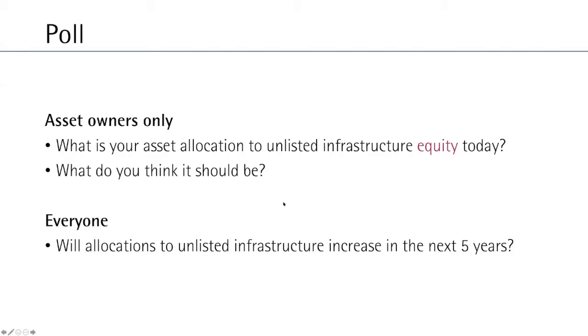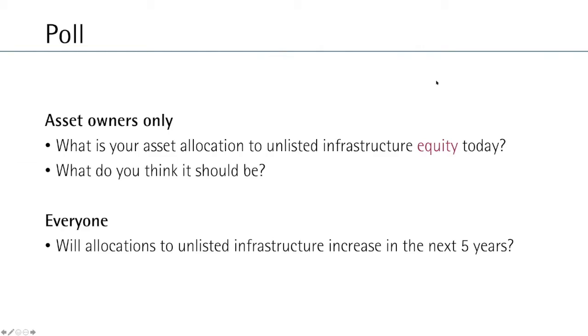Okay. So it's time for our customary poll, which we always do. So let me launch this poll. It's suitably an asset allocation poll. So we are going to ask you, in fact, there are two types of questions. For those of you who are asset owners, I hope you can see this now. Please answer the question, what is your asset allocation to unlisted infrastructure equity today? So you have a range of potential answers from 0 to over 10% on different buckets you can see on your screen.